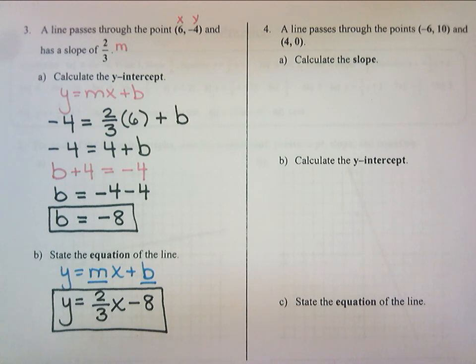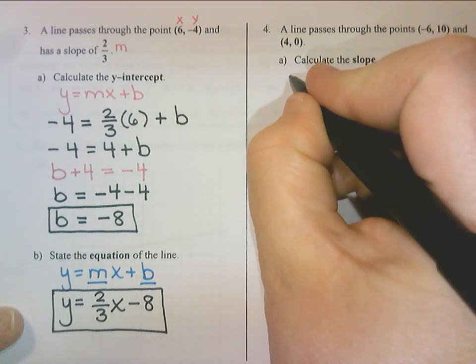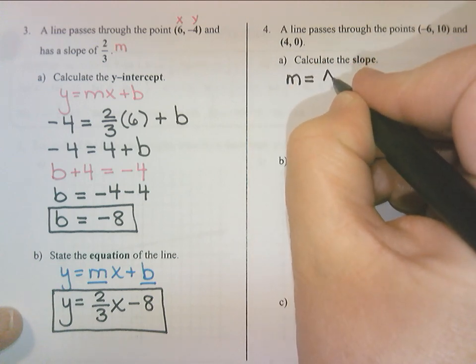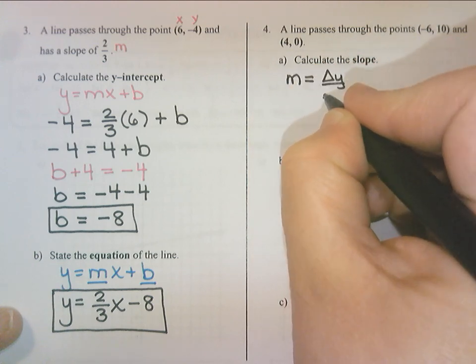In this video, we're going to take a look at question number 4 from our lesson on equation of a line practice. So this question says a line passes through the points (-6, 10) and (4, 0). And the first thing it asks us to do is calculate the slope. So slope, or we use the letter m for short, is delta y over delta x.